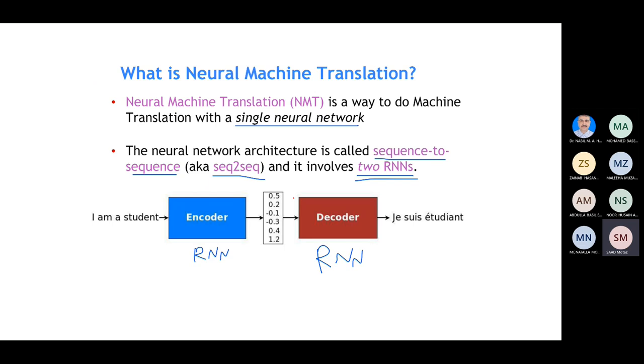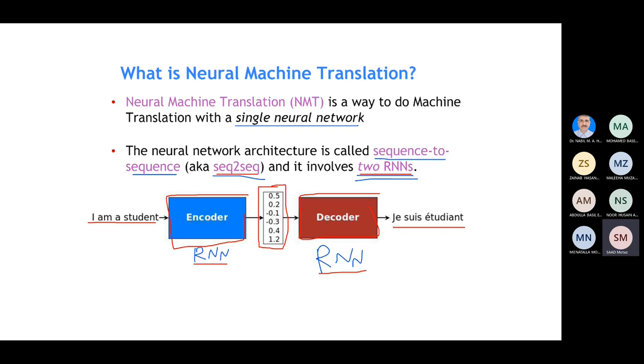With neural machine translation, the architecture is sequence to sequence. And simply, it's just two RNNs. So you have the encoder and the decoder. Okay, and this is simply an RNN, and this is simply an RNN. So we express this block as an RNN. And the idea is to translate this source text into a vector. This is the role of the encoder. And the role of the decoder is to take this vector and generate the target sentence. So "I am a student", "je suis étudiant".